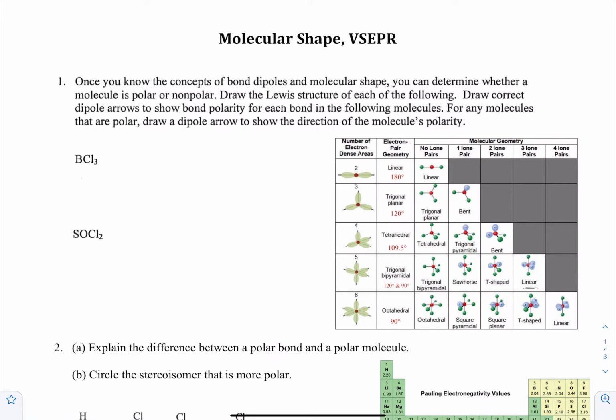I'm Austin, and I'll be running through part 1 of problem set 14, molecular shape and VSEPR. VSEPR is the theory that we use to determine molecular shape, and it stands for valence shell electron pair repulsion. Valence shell meaning we're looking at the electrons in the valence shell, and the electron pairs, remember, they're always in pairs. They're either in lone pairs or they're in bonds. Either way, that's a pair, and it's repulsion.